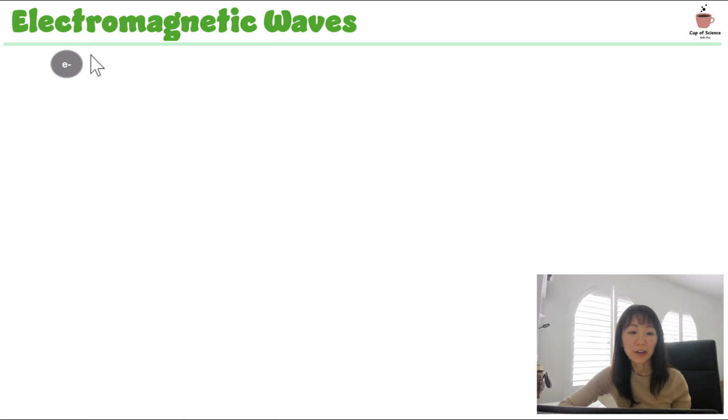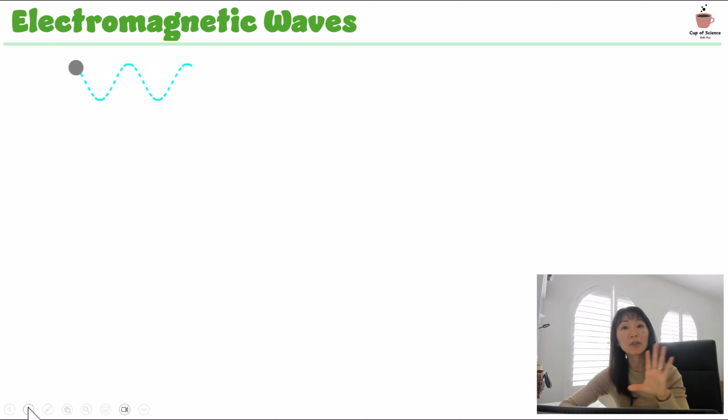In this corner here, you see an electron, and the electron is negatively charged. When you have a negatively charged particle moving, say, up and down constantly, you're going to generate what is called the electromagnetic waves. So here, an electromagnetic wave is being generated.